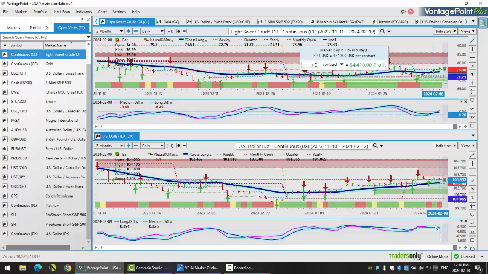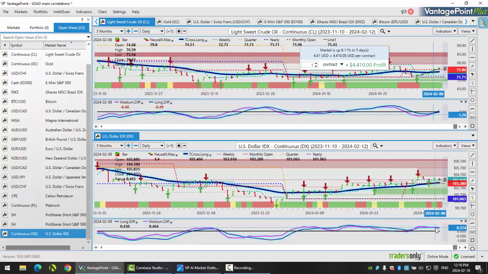Now, the difference here is we're looking at a little bit of a corrective move on the dollar. We're still above our T cross long. That's coming in at 103.46. That is the key level here. Our monthly opening is 103.38. So we have plenty of support down in this particular area.